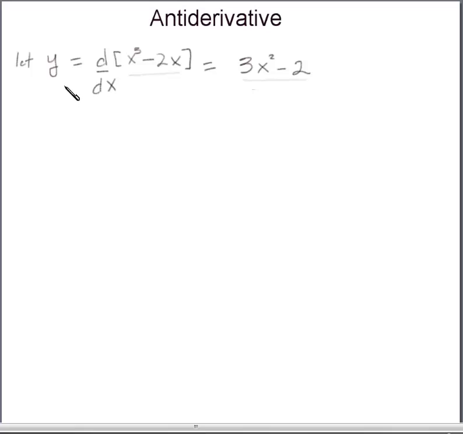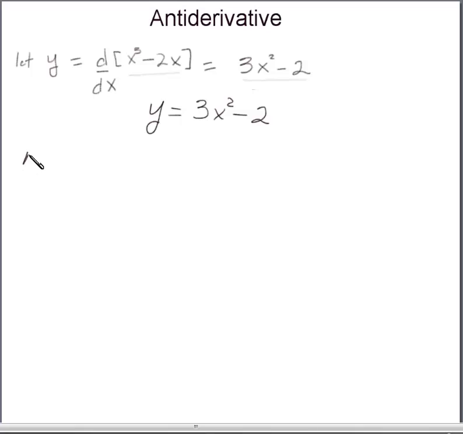Suppose that we have a function y, and I'm going to define y by saying y is the derivative of x cubed minus 2x. Now we know how to take derivatives, so I'll go ahead and take the derivative of x cubed minus 2x, and I get 3x squared minus 2 using just the polynomial derivative rules. And so, of course, y is equal to 3x squared minus 2. Now an antiderivative of y would be another function, and if I differentiate that function, I would get y.